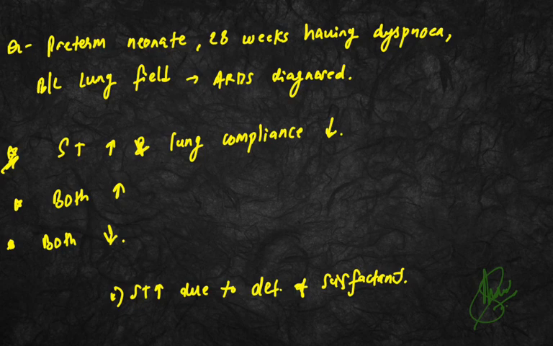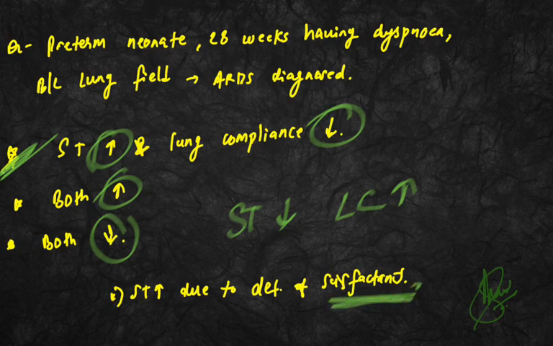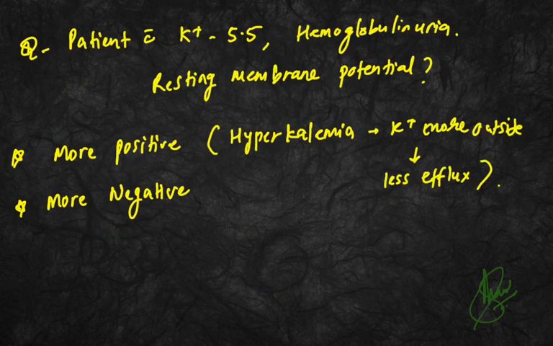Now, a preterm neonate, 28 weeks, having dyspnea and bilateral lung field involvement, is diagnosed with ARDS. So, which of the following conditions are true? Surface tension is increased and lung compliance is decreased, both are increased, both are decreased, or surface tension is decreased and lung compliance is increased. So, surface tension is increased, the answer is A, and lung compliance is decreased, because surface tension is increased due to deficiency of the surfactant in ARDS. So, this is the answer.